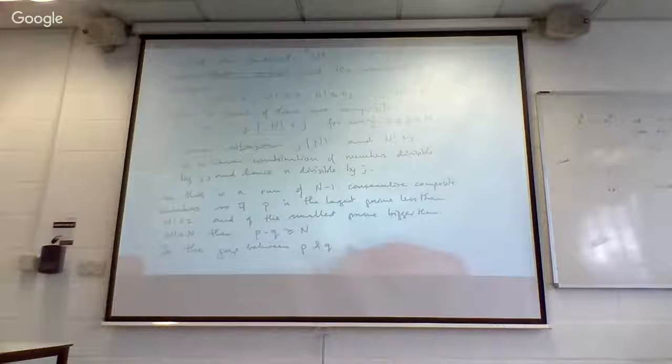Okay, and we can choose n as big as we want. We can make that gap between those two consecutive primes as large as possible. So the gap between p and q can be made arbitrarily large. Large as we want.